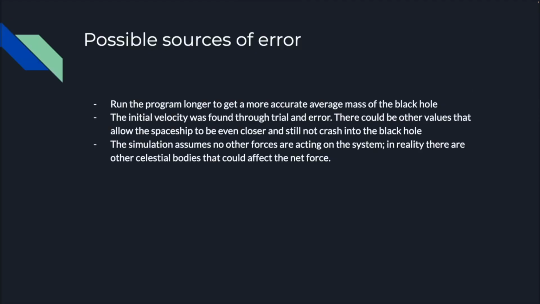There are some possible sources of error in this code. If we run the program too long, or if we do not run the program long enough, we might not get an accurate average mass of the black hole. And the initial velocity was found through trial and error. There could be other values that would work as well. And this simulation assumes there are no other forces acting on the system. In reality, there are other celestial bodies that affect the net force.